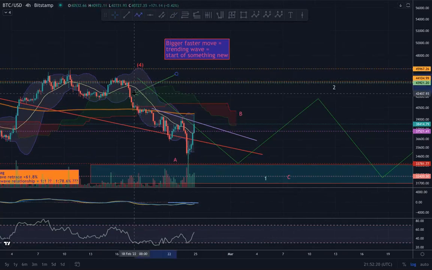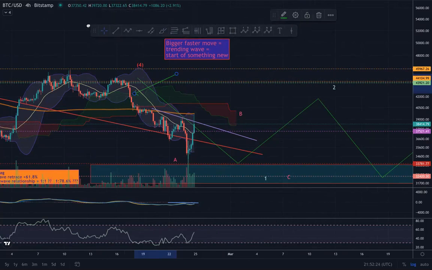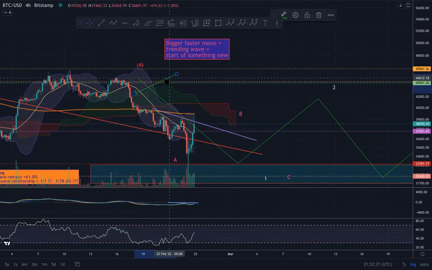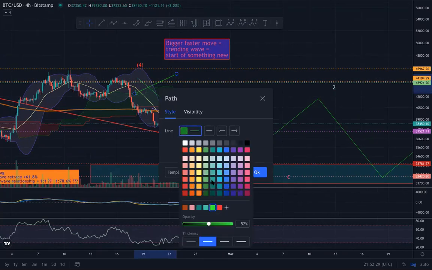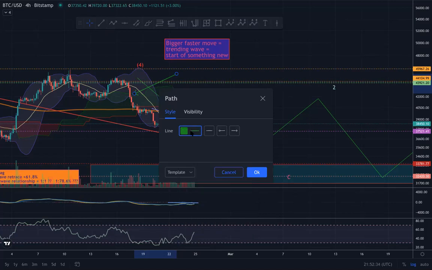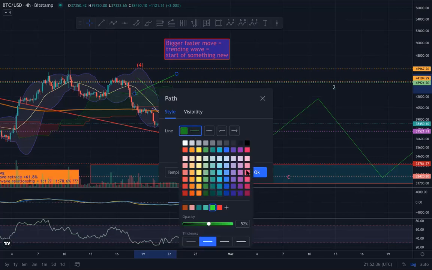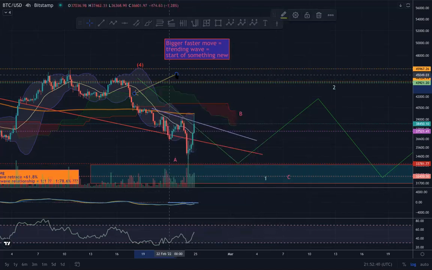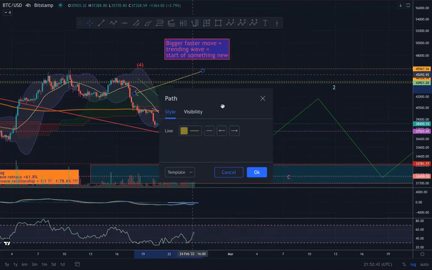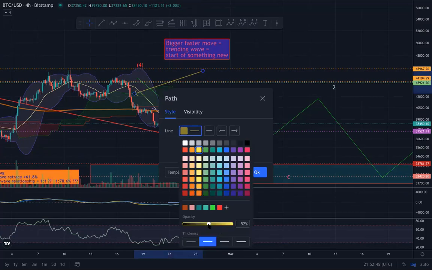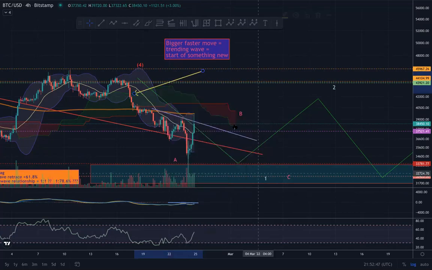Let's change the color. Oh, I see why, because it's so light. Okay, so this bigger, faster move right here is the start of something new.